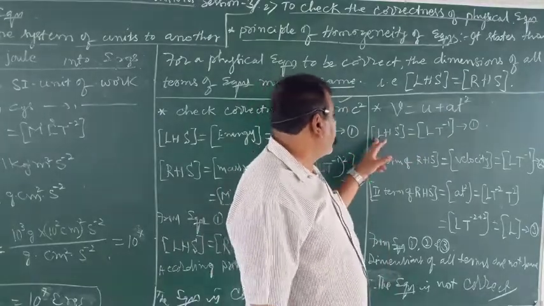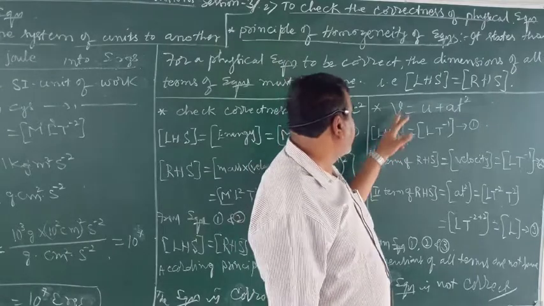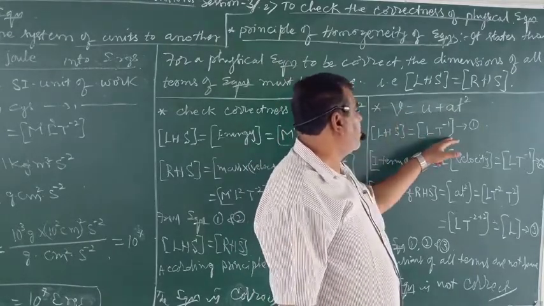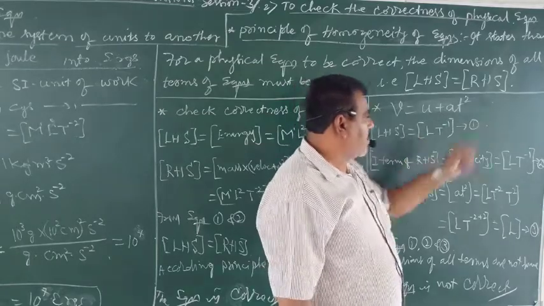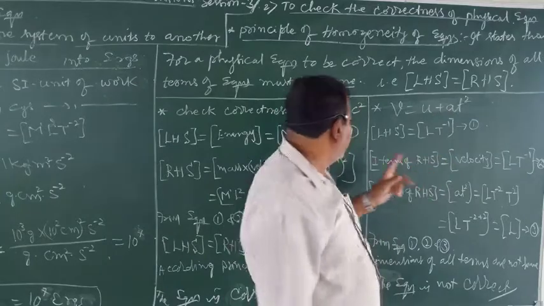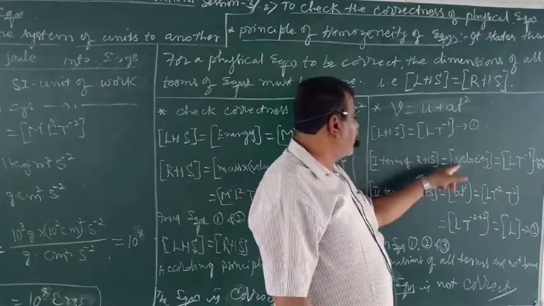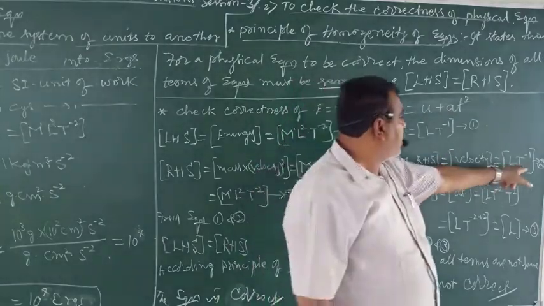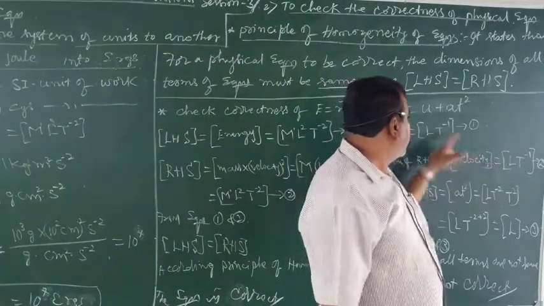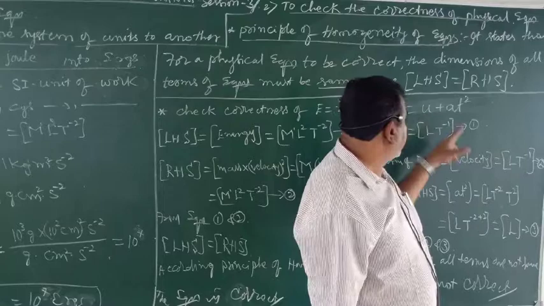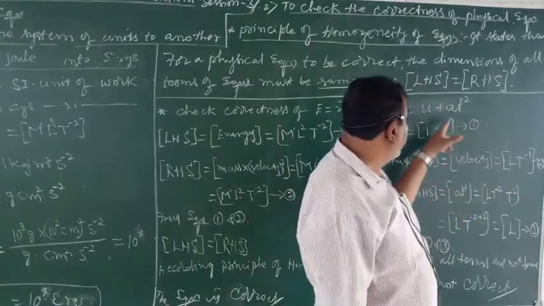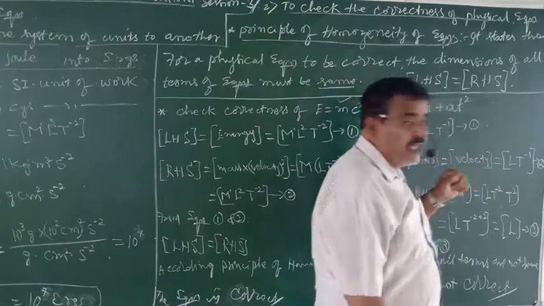Let us take the left hand side. Left hand side has only one term, that is velocity. The dimensional formula of velocity is L T minus 1. So right hand side has two terms, binomial. The first term of RHS is velocity. Therefore, that dimensional formula is L T minus 1. Therefore, these terms have the same dimensions. The equation may be correct if we take these two things only.